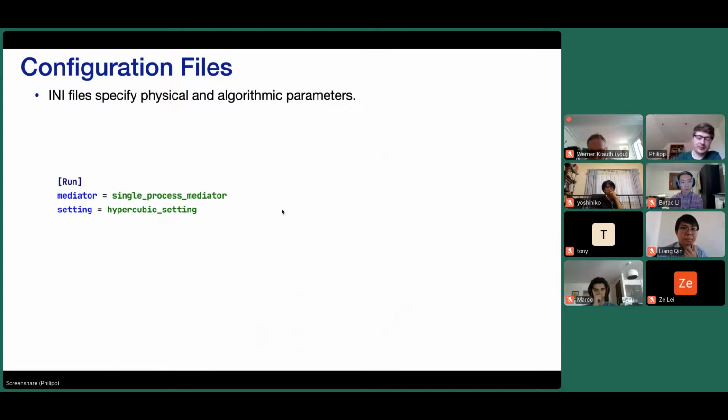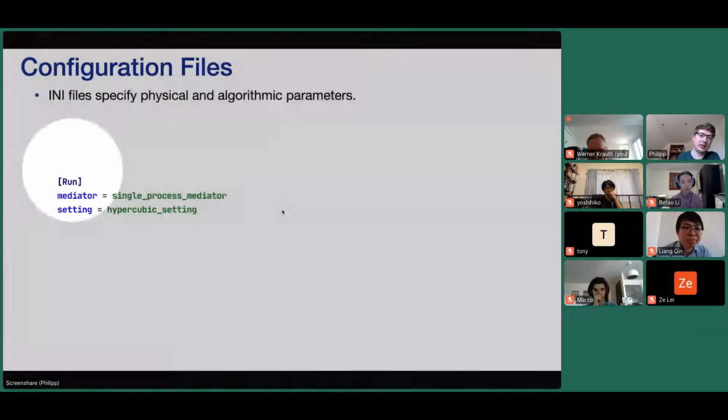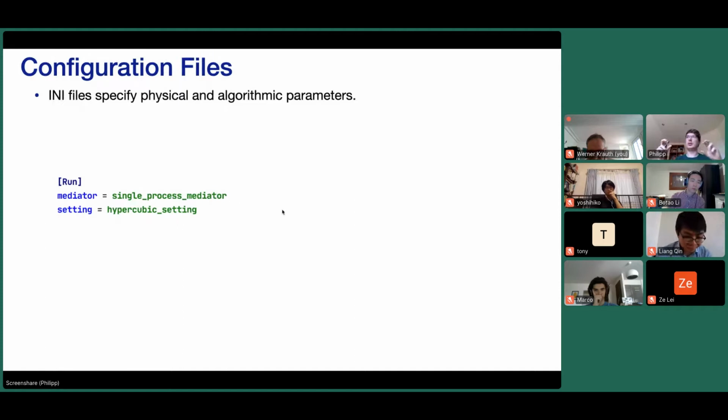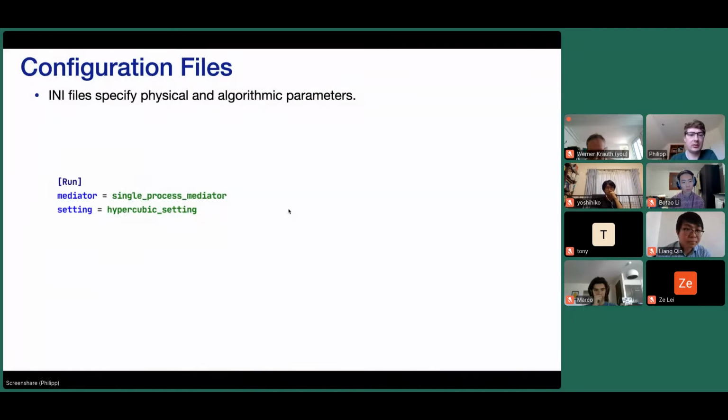And if you don't know this, an ini file consists of so-called sections, and these sections are always started by these square brackets. And within a section, you have these property and value pairs. So properties on the left and values on the right.